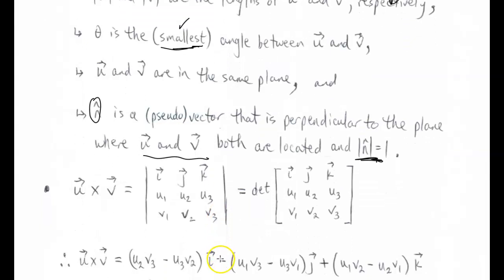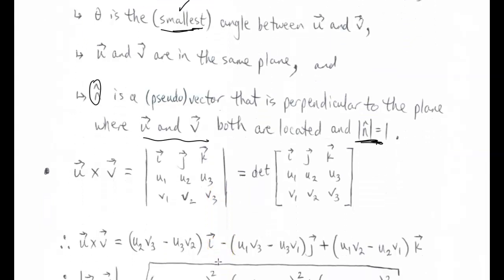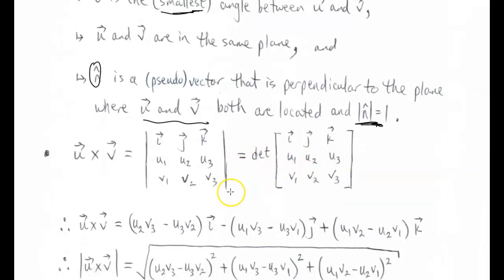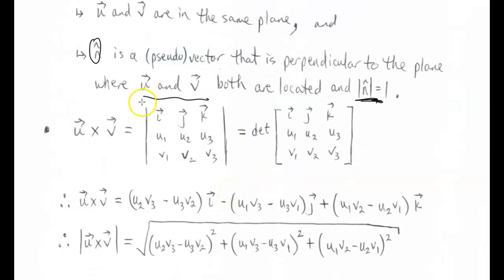Now, the other way that we can calculate the cross product of u and v is in determinant form. And of course, if we had some matrix with i, j, k, u1 through u3, and v1 through v3, we would just take the determinant of that. And in taking the determinant of it, this would be like taking the determinant of a 3x3 matrix.